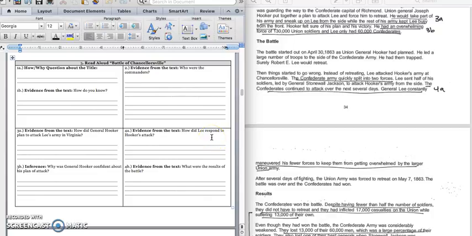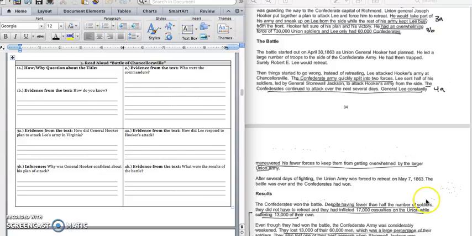So in box 4A, we would write, Lee split up his army into 2 groups to attack Hooker's army. Additionally, Lee kept maneuvering his army so that they wouldn't get overwhelmed by the large number of Union soldiers. Press pause to write down your answer and play when you're ready to keep reading.